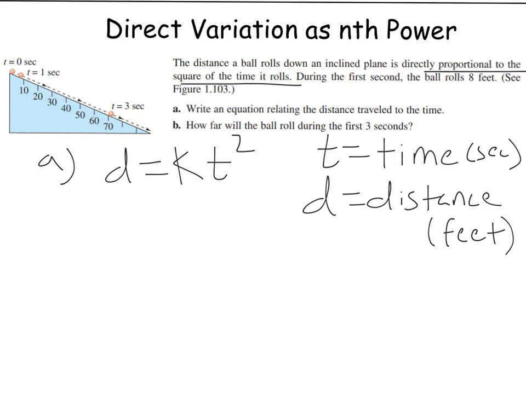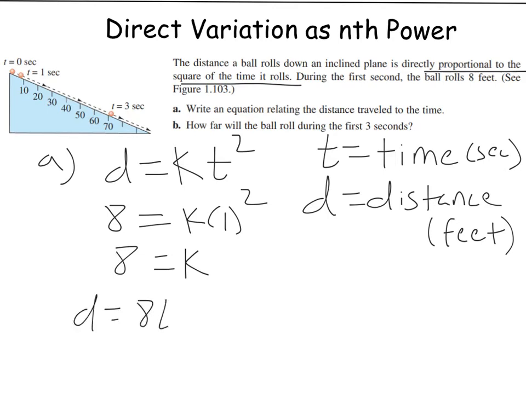Need some information, and we actually have some great information to get k. Really the best piece of information we could want. After 1 second, it went 8 feet. This just solves beautifully. And we get that k is 8. Now to finish off part A, the distance the ball rolled is 8t squared. Okay? That equation is what we would call a model for this situation.